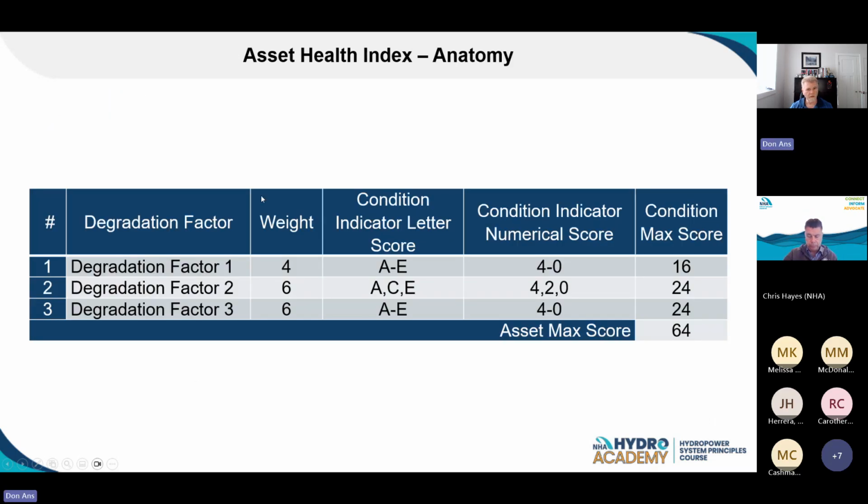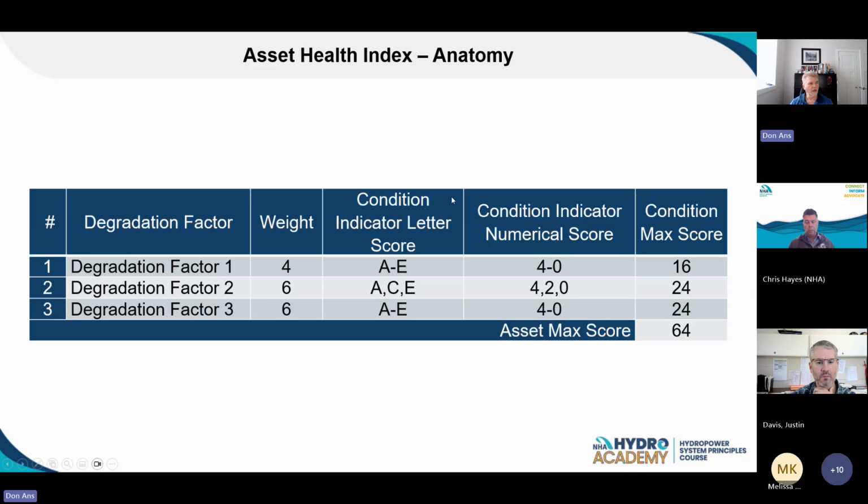So this will give you an idea, using a chart, of how the asset health index is calculated. You would have a series of degradation factors for an asset. I'll give you an example of some of those. If you look at insulating oil for a transformer, there would be specific measurements of contaminants in that oil, and each one of those contaminants would be a degradation factor. Some of those measurements tell you more about the equipment than others, so they would be given a higher weight.